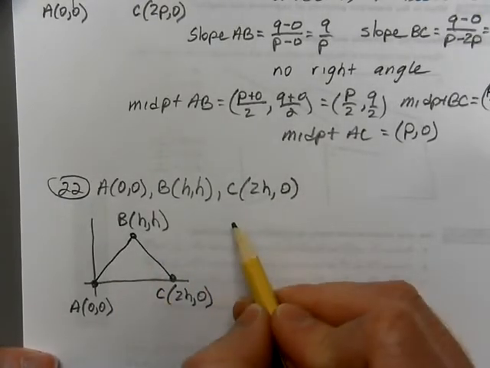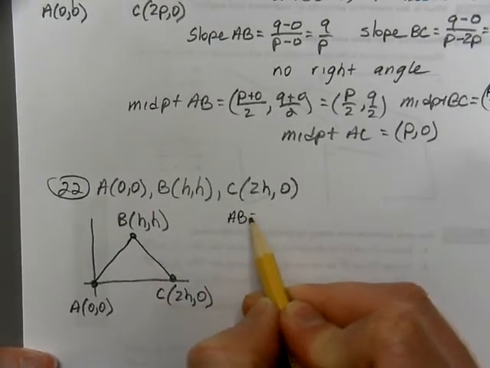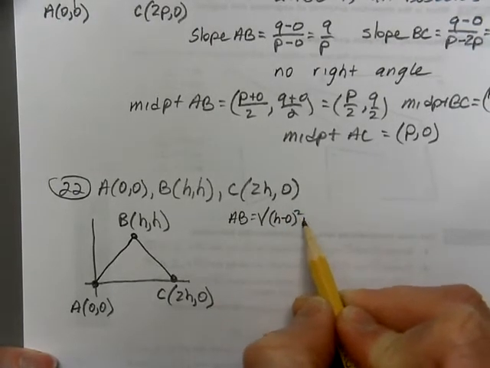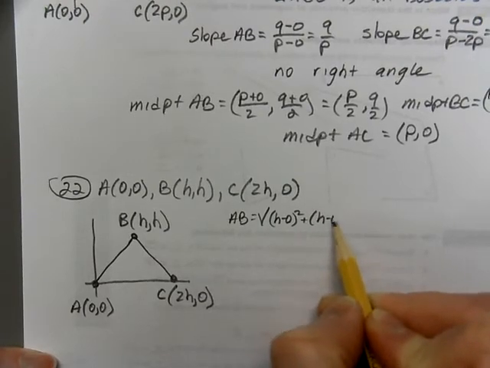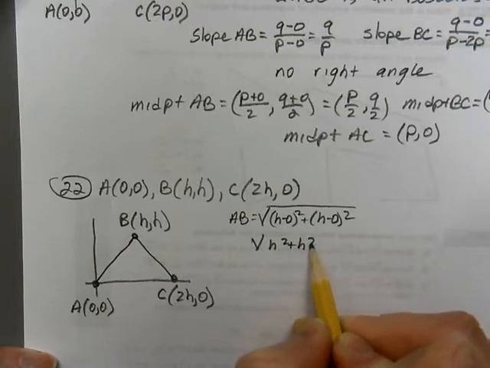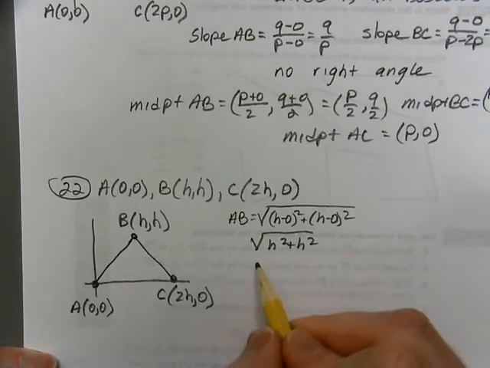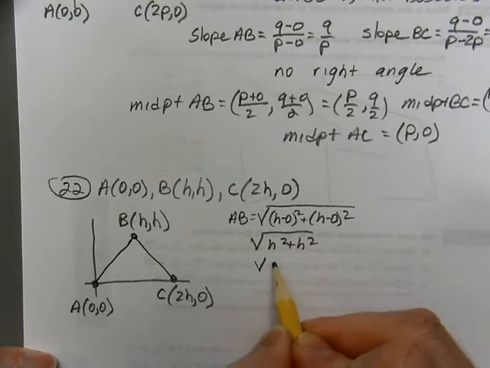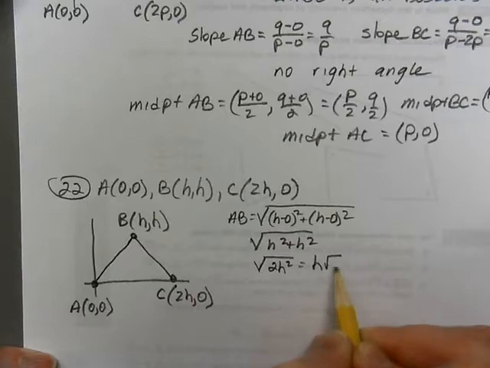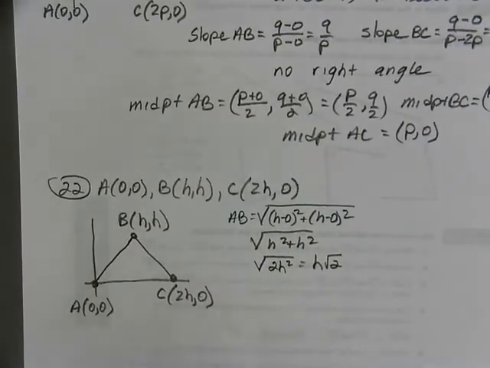So we're going to look to see what AB is. AB is h minus 0 squared and y minus 0 squared. Leaves us with h squared plus h squared, which is 2h squared, which comes out to be h root 2. That's the length of our AB, apparently.